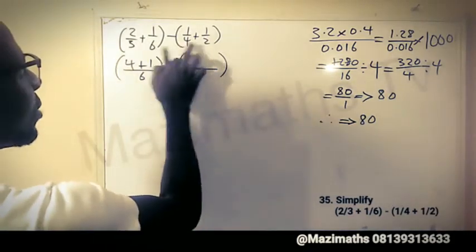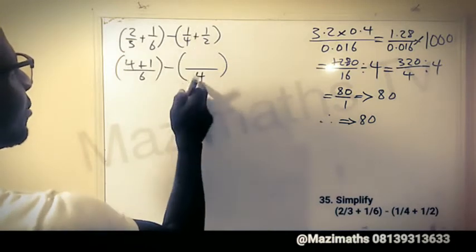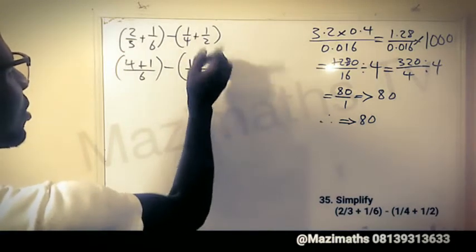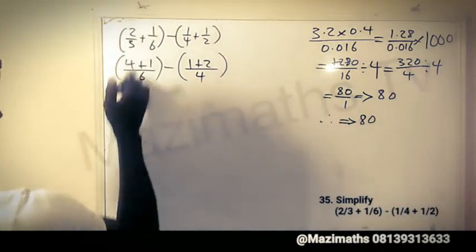2 can divide 4. Since 2 can divide 4, 4 is our LCM. So you put 4 here. How many 4 are there in 4? 1. 1 times 1, 1. Plus how many 2 are there in 4? 2. 2 times 1, 2.